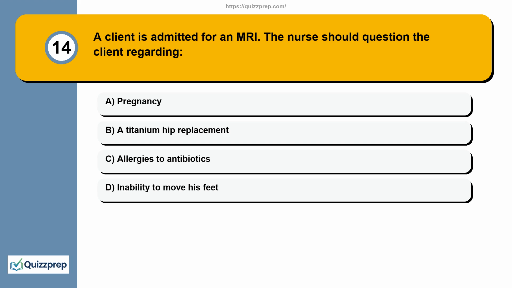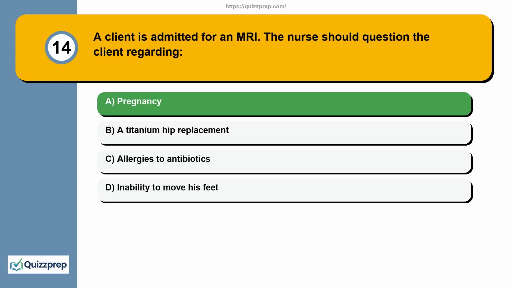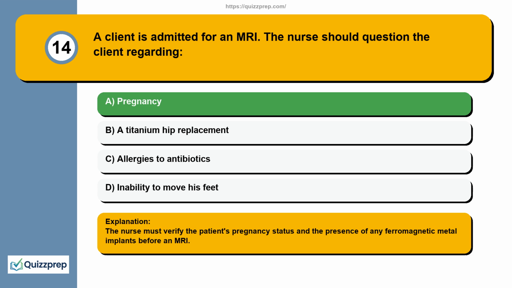Question 14. A client is admitted for an MRI. The nurse should question the client regarding pregnancy, a titanium hip replacement, allergies to antibiotics, inability to move his feet. The nurse must verify the patient's pregnancy status and the presence of any ferromagnetic metal implants before an MRI.